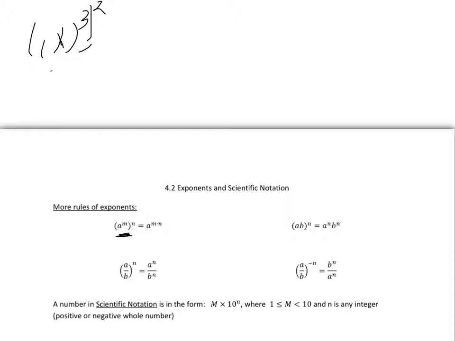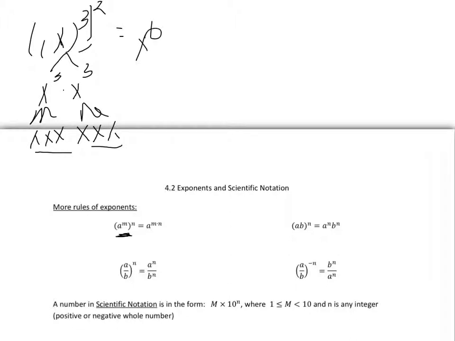Anything squared is two of those. So this is really x cubed times x cubed, right? And then this is really 1, 2, 3 x's, and this is 1, 2, 3. So all told, if we have those three and these three, this is an x to the sixth. So if we have x cubed squared, we have x to the sixth. How do we use 3 and 2 to get 6? We multiply, and this is what this is saying. When we raise something to a power that's being raised to another power, we multiply those exponents. Okay, so that's that rule.